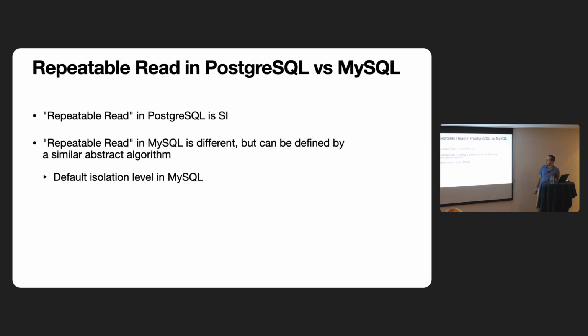First of all, as I said, in Postgres, snapshot isolation is provided as repeatable read, which is one of the names that ANSI SQL uses. And in MySQL, which is one of the other major open source databases, repeatable read is actually something very different. But it can be defined in one slide using an abstract algorithm. I'm going to do this just to illustrate the variety. And this is also the default isolation level in MySQL.